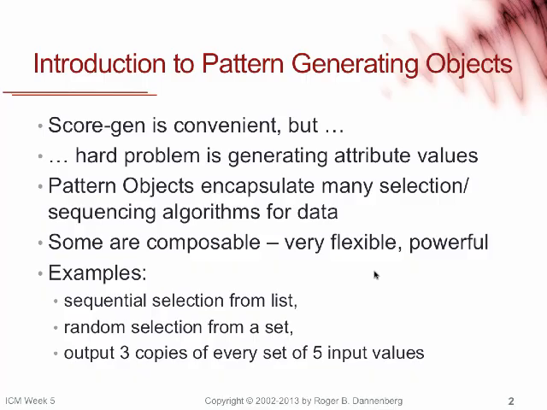event or the behavior. Pattern objects encapsulate many selection and sequencing algorithms that you might normally want to use. There are things like sequential selection from a list and random selection from a list, and we'll see a lot more different types of patterns. And these patterns can be composed. In other words, you can combine patterns to make more complicated patterns. So for example, output 3 copies of every set of 5 input values. That's a pattern that would apply to a sequence generated by another pattern.